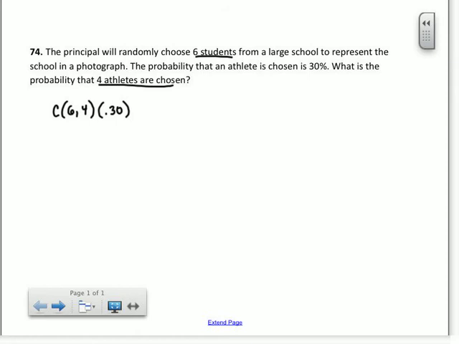So it's like I would have 4 different branches of my tree that have 30%. And then the rest, so the probability that someone that is not an athlete is chosen would be the rest of that probability, so 0.70. These 2 numbers should always add to be 1. Okay. You would have 2 that are not athletes, so these 2 numbers always add to be the total number of students you were selecting from.